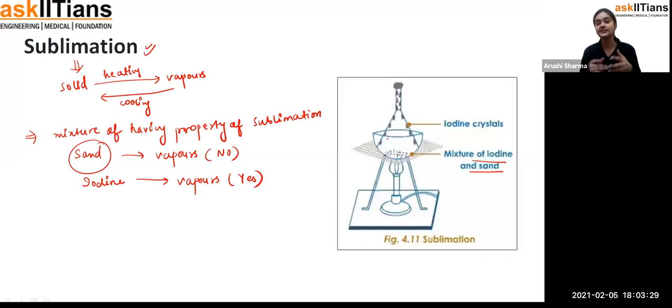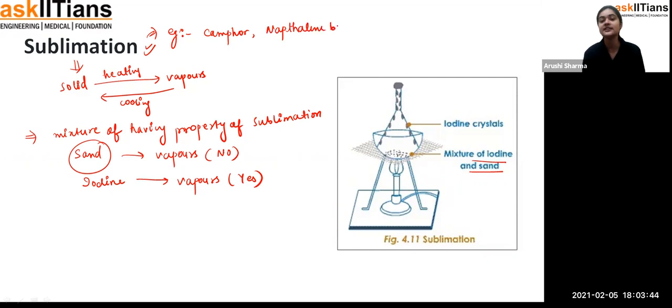So if I ask you what could be the other examples of sublimation, we can say, student, that other examples of sublimation are camphor and naphthalene balls. So these are examples of substances which undergo sublimation.